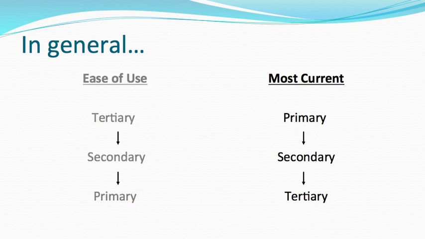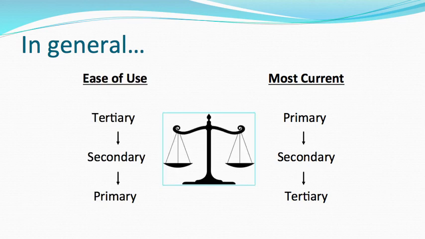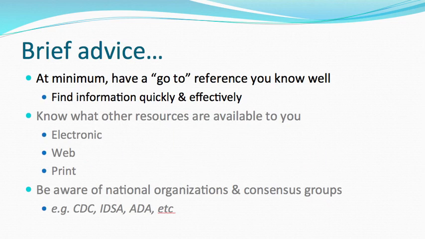At the same time, there's a trade-off there because primary literature tends to be much more current than the tertiary literature that can be 4 or 5 years old by the time it's able to even come into your hands. And so you really need to balance these issues and again, think about what is the place that's most likely to answer my question and do so in a way that provides the correct course of action for your particular patient. So at a minimum, I would say try to have a go-to reference you know well. We talked about this during the drug database discussion, but that way you can find information quickly and effectively.